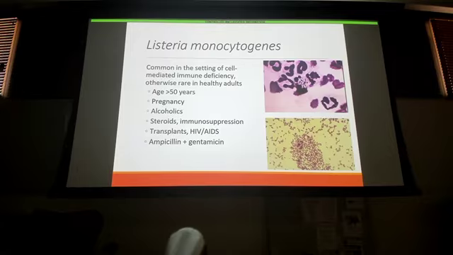All right, moving over to Listeria. We know that this can hit certain populations. The pregnant population is one that gets the most notoriety for Listeria, but it can hit in others as well. AMP and GENT is how you would treat it.